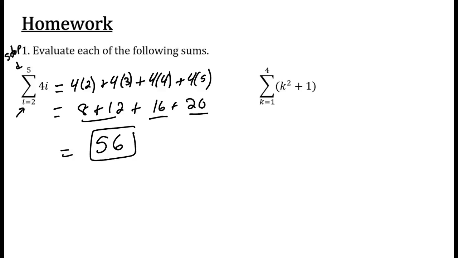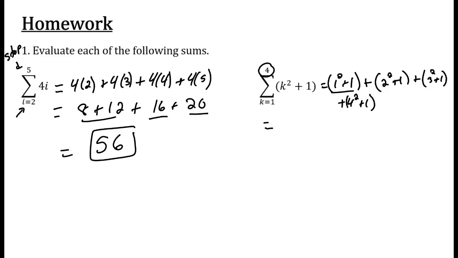For this next sequence, I'm starting by plugging in a 1 for k, so I get 1 squared plus 1. I take that, and I add it to, well, I go to the next integer, 2 squared plus 1. And then I go to the next integer, 3 squared plus 1. But I'm stopping at 4, so I still need to do a 4 squared plus 1.